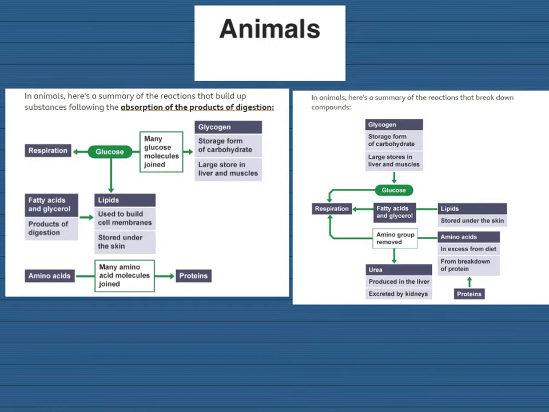Okay, and finally in animals, a summary of the reactions following the absorption of the products of digestion. So you would have done about that in organisation. And then a summary of the reactions that break down the compounds. Okay, so you can see that glucose respiration occurs. Also, amino groups are removed, so urea is released. And again, you probably learn a bit more about that in paper 2, homeostasis and response.